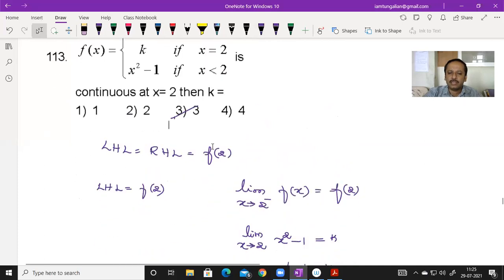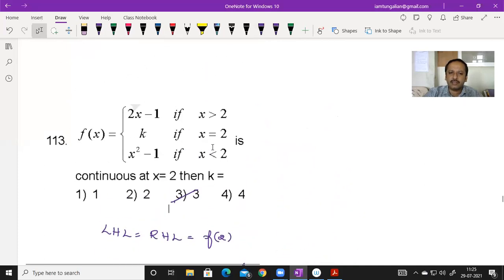It's not necessary that you have to take this only, you can take the right hand limit also. If you take the right hand limit, you apply the limit at this point, put x equal to 2 there, 2 into 2, 4, minus 1, 3.